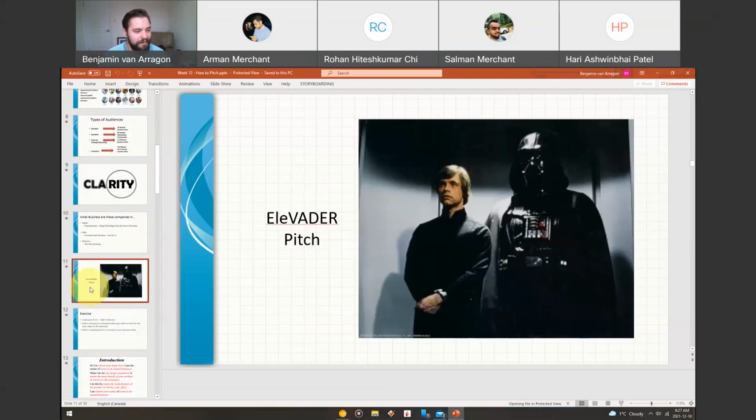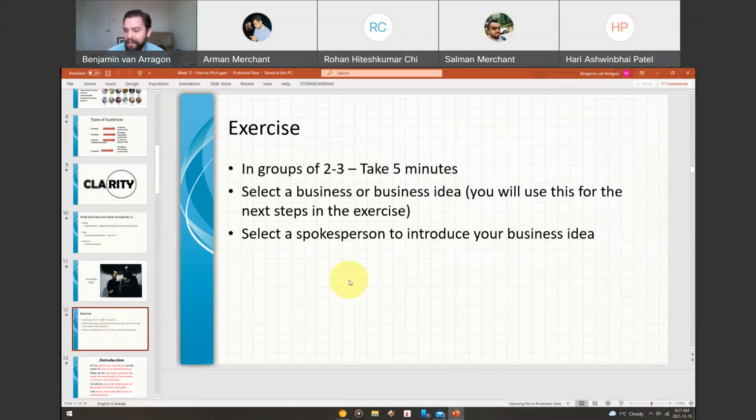All right. Here's another joke about elevator pitch. You get this one, elevator. Like Darth Vader. Okay, so I'm going to give you guys a quick exercise here. How many people do we have? We've got one, two, three.